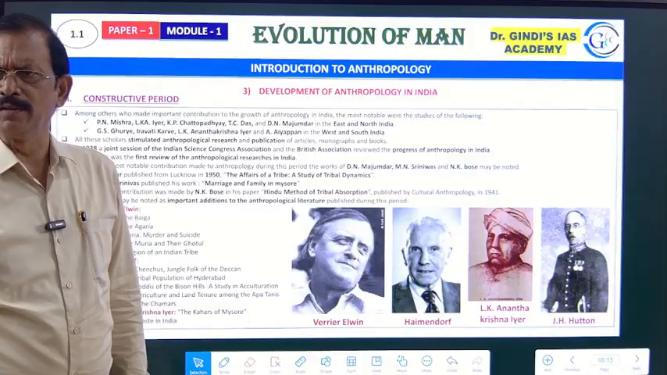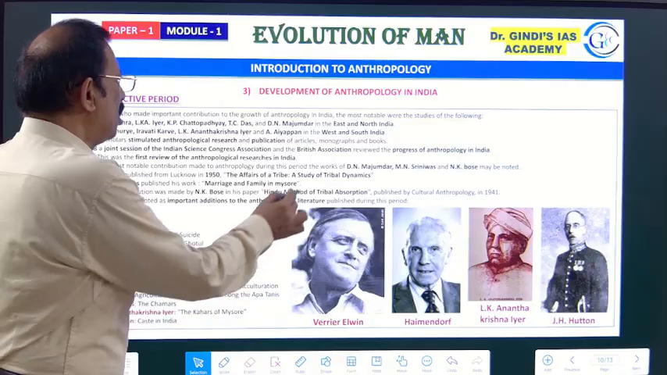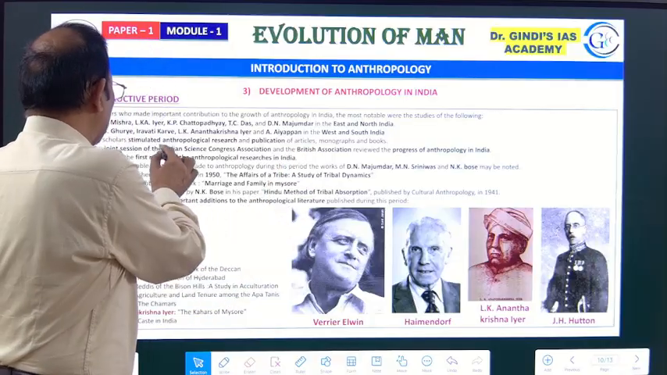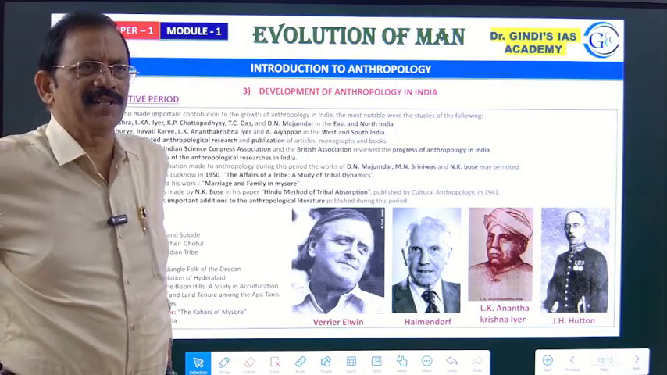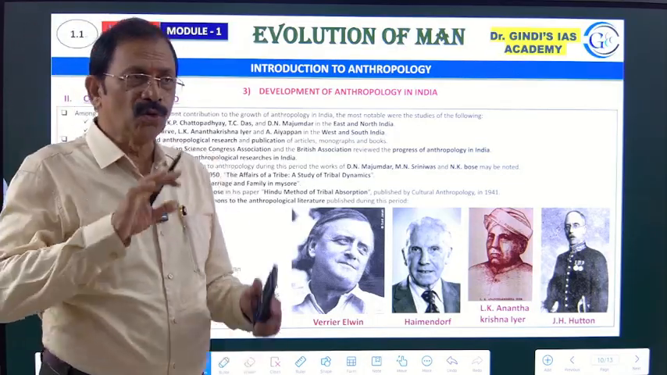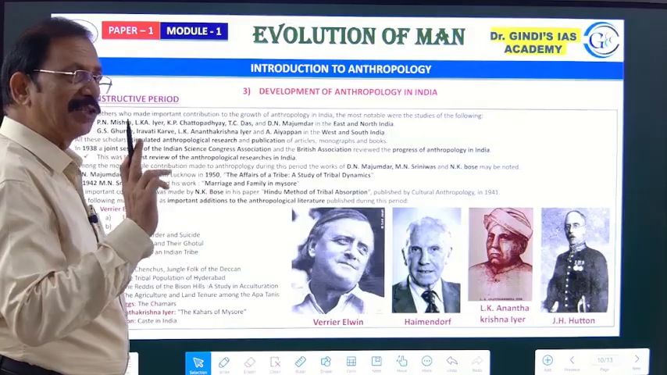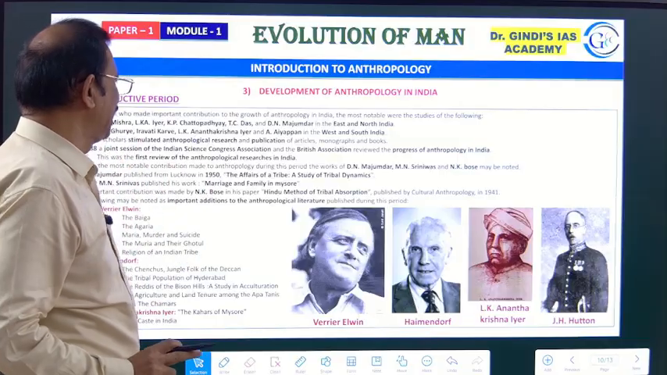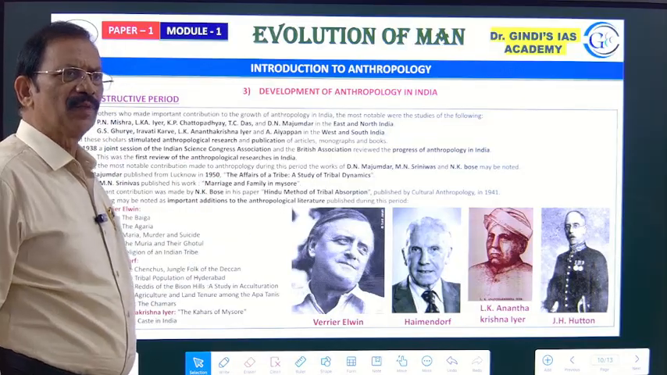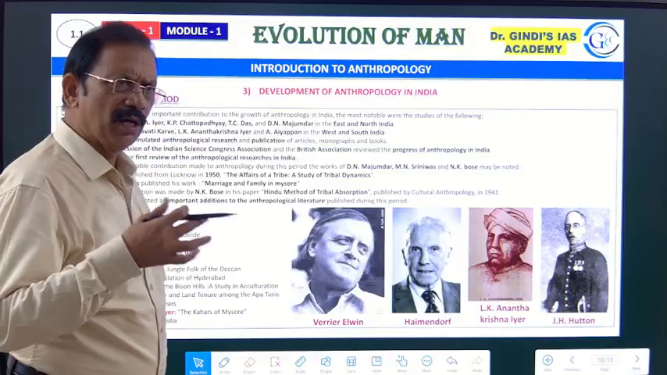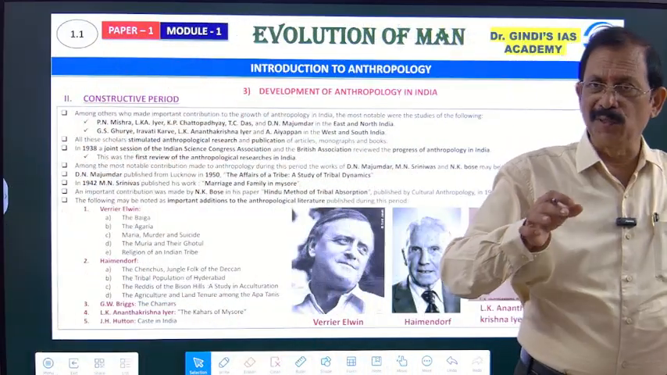In the same way, here it was for the review of the progress of anthropology in India. What is going on in anthropology in India? The British Association and the Indian Science Congress conducted a joint session exclusively for the progress of anthropology in India. It was the first review of anthropology research in India. You are doing research, I myself am doing research, he is also doing, she is also doing. There should be some coordination.